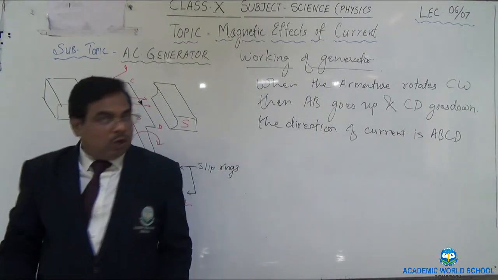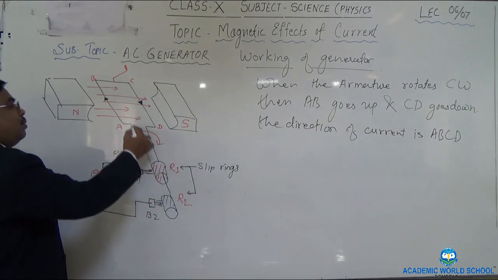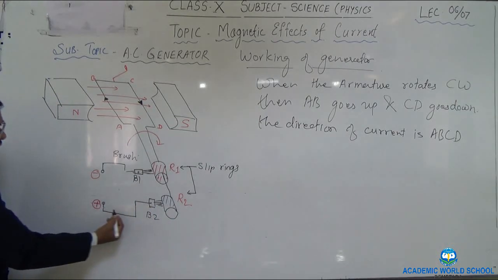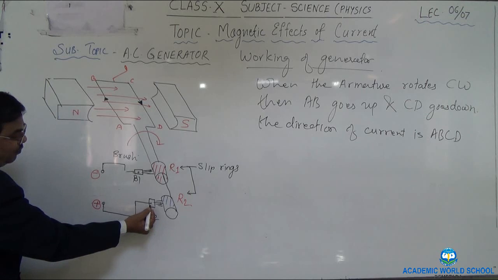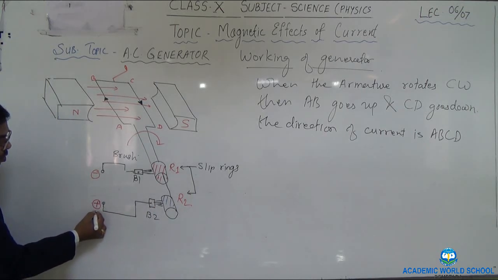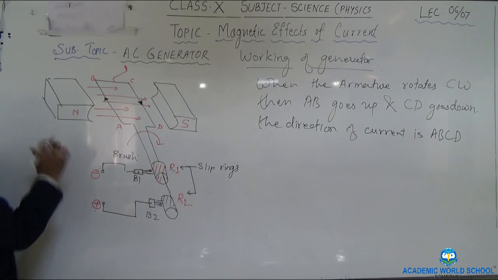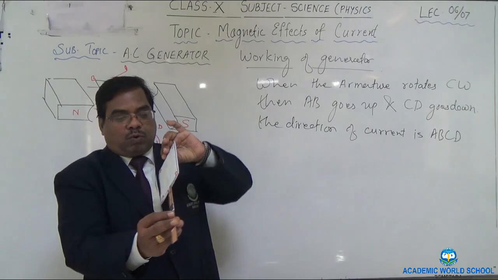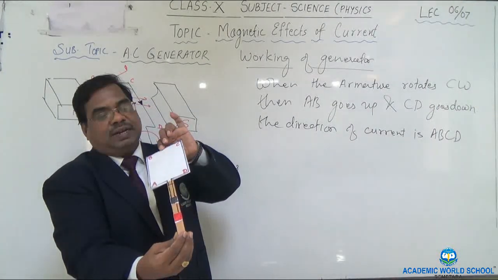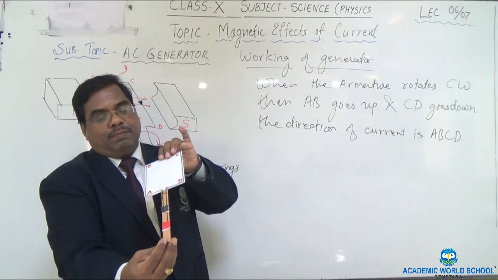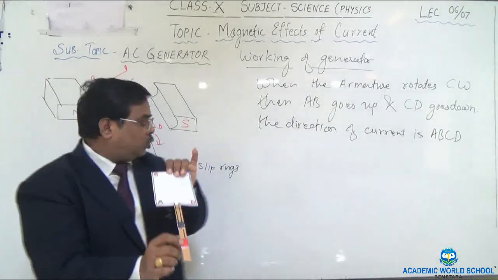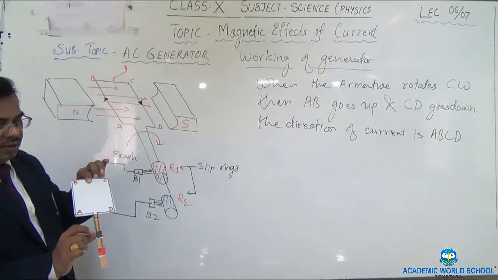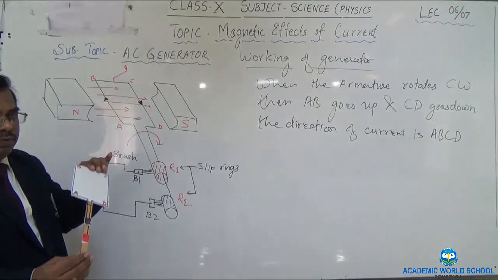So the current will be coming from here A, B, C, D, and if I connect it externally, I will get current from here. So B2 will be positive and B1 will be negative. In the first half, when AB is coming up and CD is going down, at that time ring 2 is positive, I have made it red, and ring 1 is negative.